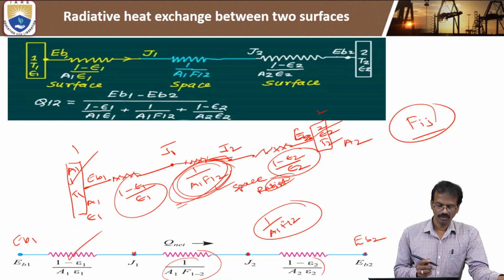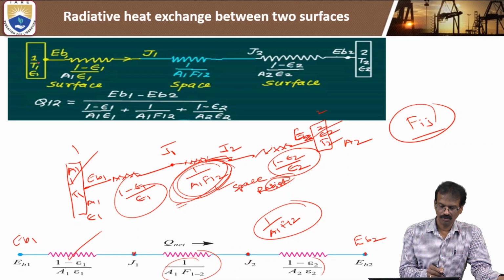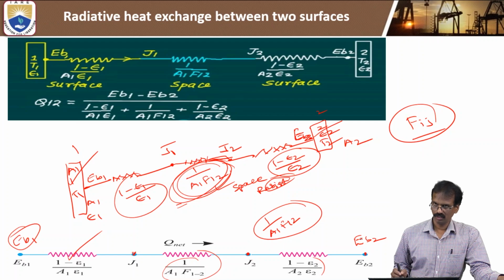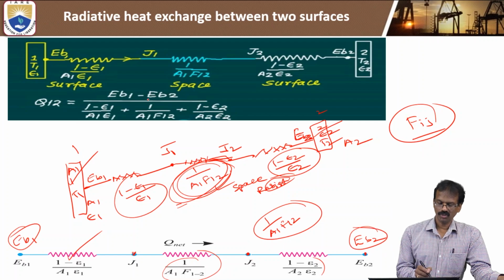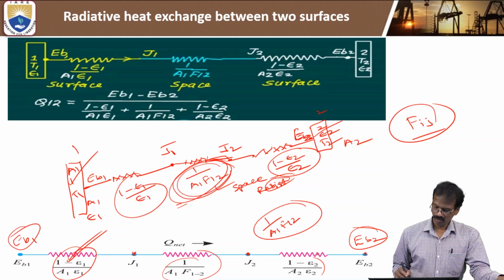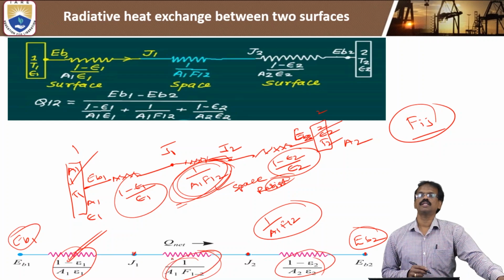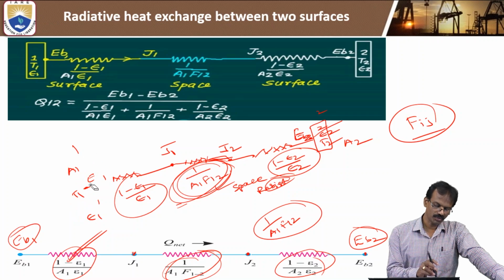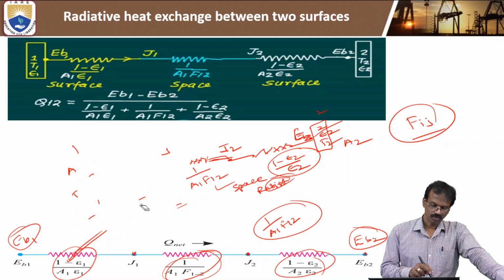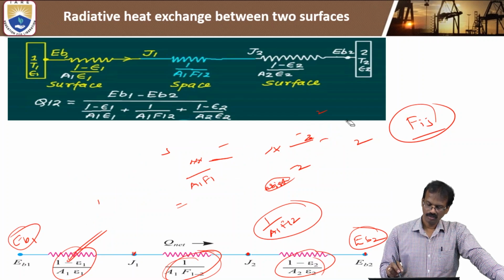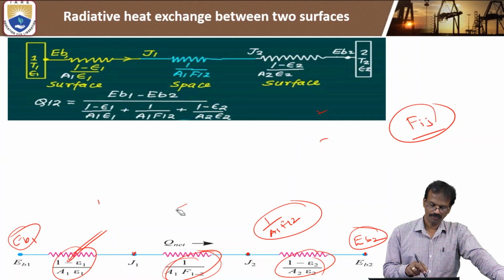Then the final formula for the rate of heat transfer between surface 1 and surface 2 by the radiation process is nothing but initial energy minus final energy, EB1 minus EB2, by the total resistance. So there are three resistances: this is resistance 1, this is resistance 2, this is resistance 3. So the final formula is like this. By using this formula, you can understand the rate of heat transfer between the two surfaces.